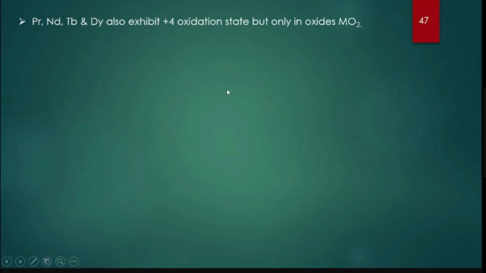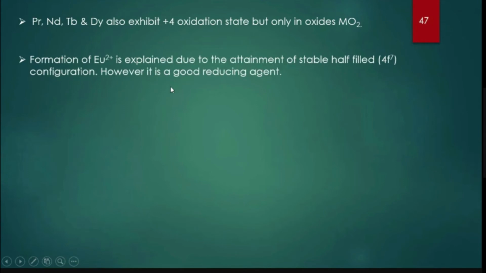Praseodymium, neodymium, terbium, and dysprosium also exhibit +4 oxidation state, but only when they form oxides having the general formula MO2, where M refers to any of these 4 lanthanide series elements.